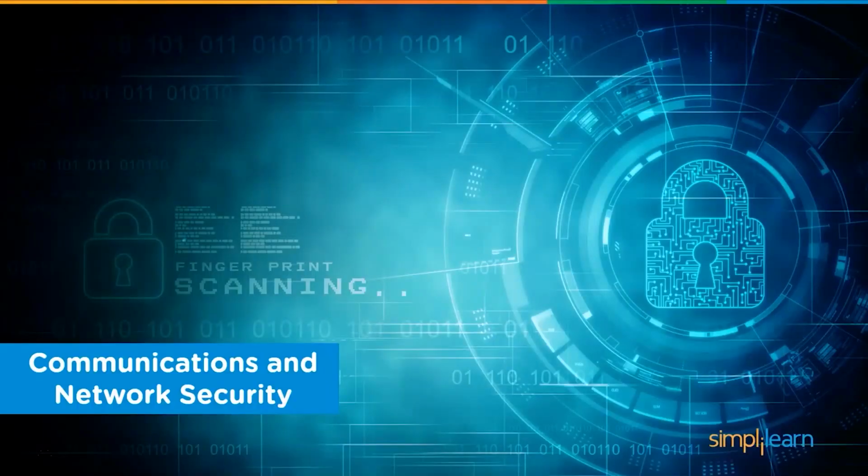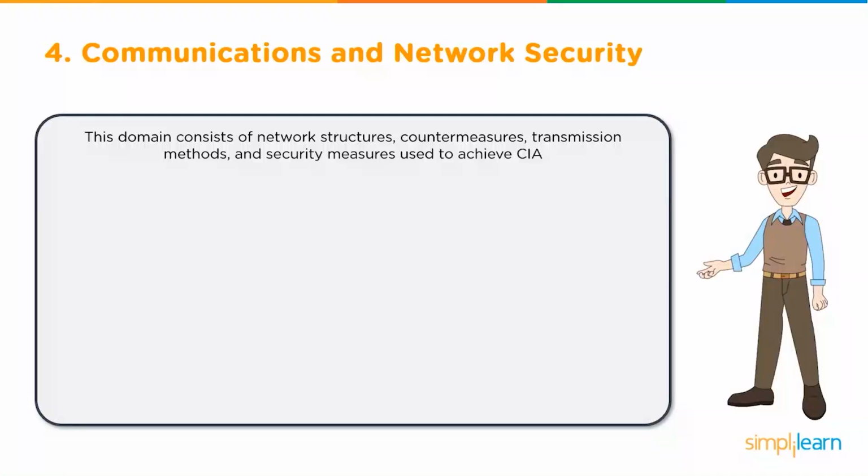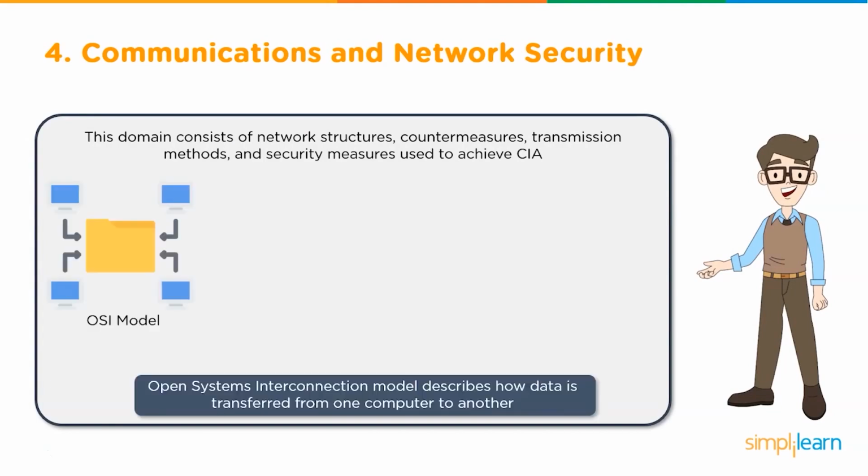Moving to our fourth domain, we have communications and network security. This domain is all about network structures, transmission methods, and security measures used to achieve CIA in an organization. OSI model is the foundation of networking. This model, that is the Open Systems Interconnection Model, describes how data is transferred from one computer to another. The OSI model consists of 7 layers, starting from physical layer, then data link layer, network layer, transport layer, session layer, presentation layer, and finally application layer. In the first layer, that is, physical layer transmits raw bit stream over the physical medium.